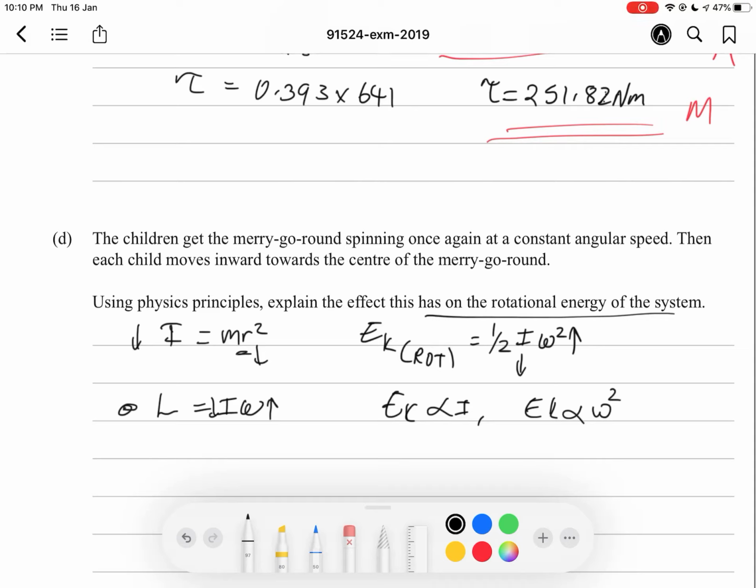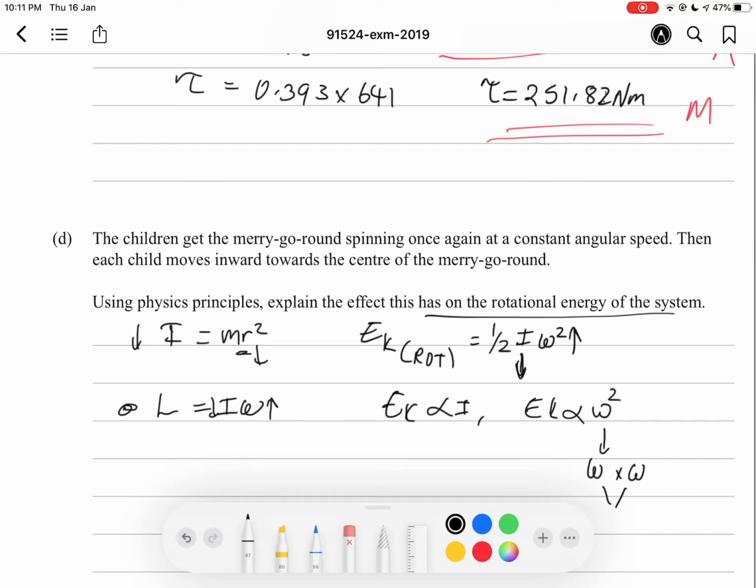However, we have our EK is proportional to angular speed squared. You can kind of think of it as a way that the angular speed could be counted twice, as this can be rewritten as angular speed times angular speed. It's not necessarily counted twice, but you can say that it's been multiplied again twice.